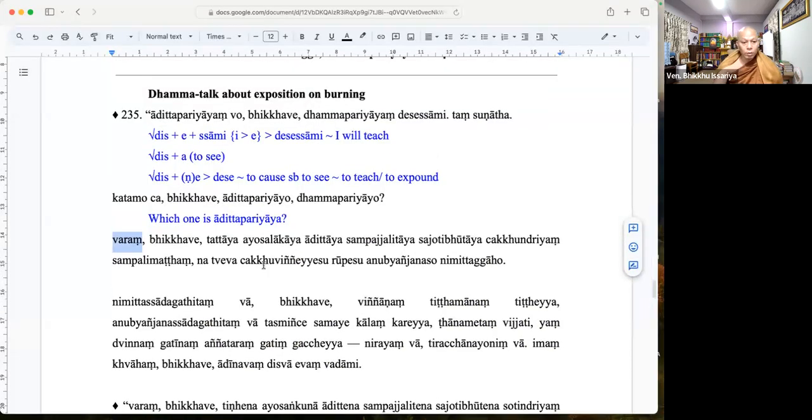So actually, here, so samba latin, sambali matan waran. So actually, jakondariyan, so waran. And then, so jaku wenyesu rubesu anubianjana so nime deka ho.